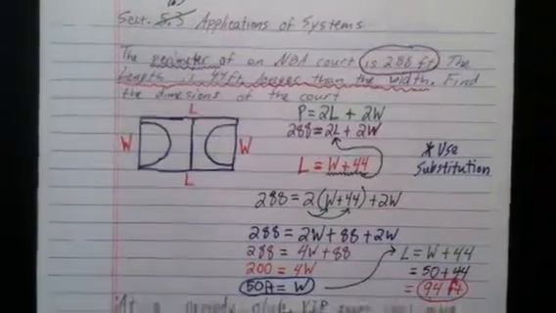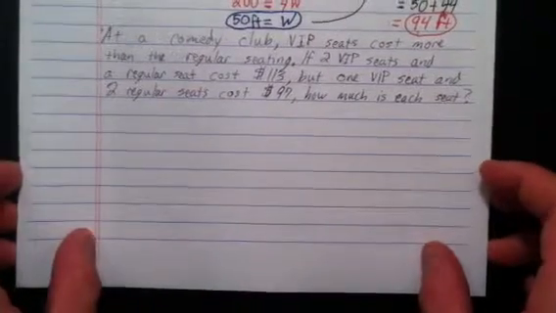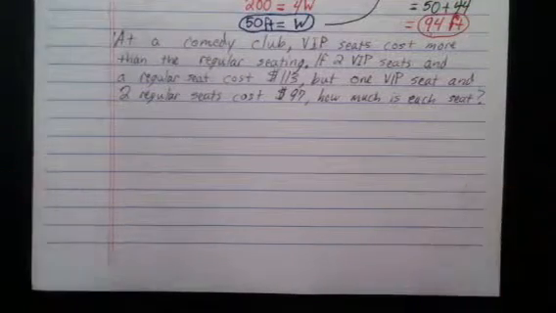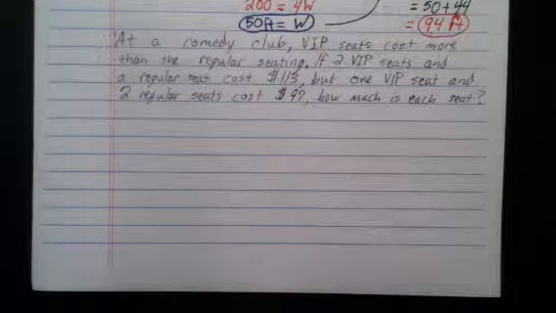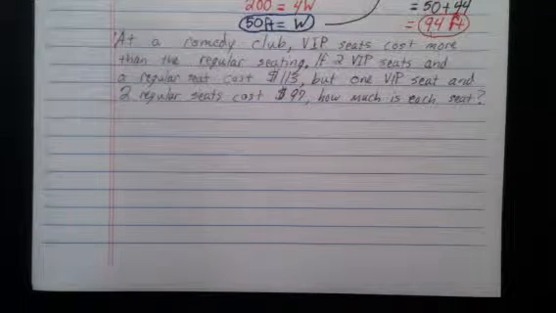Alright. Looking at our next example then. We have a situation involving the different prices of seats. So at a comedy club, you have VIP seats costing more than the regular seating. If 2 VIP seats and 1 regular seat cost you $113, but then if you were to just buy 1 VIP seat and 2 regular seats, that costs $97. How much is the price for each seat?